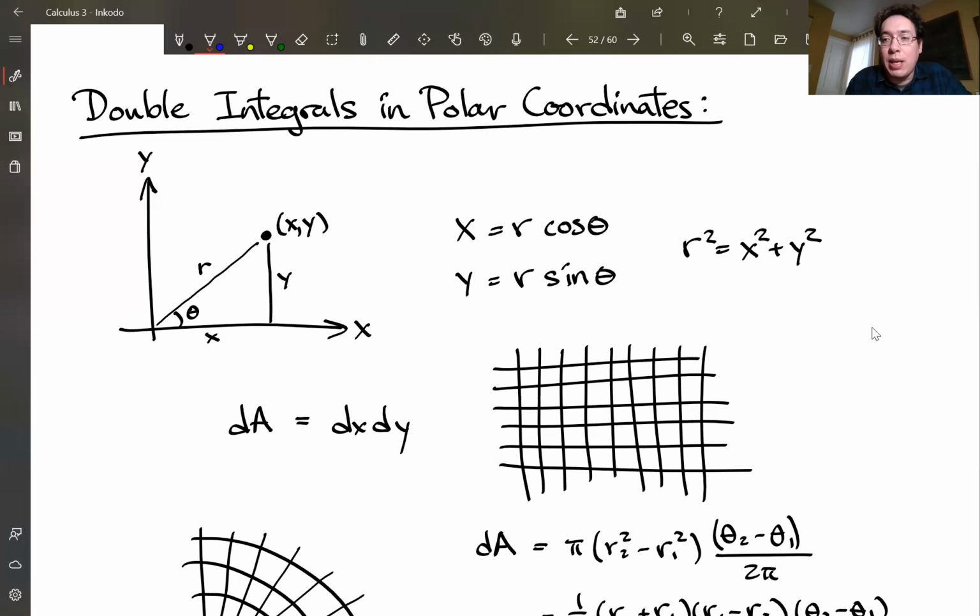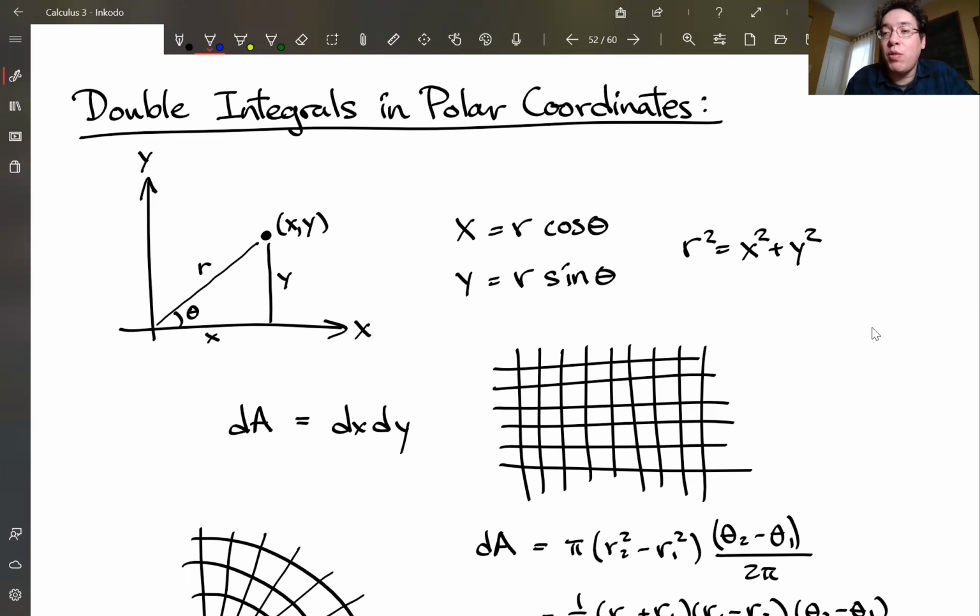Okay, so we've been doing lots of multiple integrals, and there's one more technique that I want to show you before we move on to the next topic. Okay, so the last technique that I want to show you is about doing double integrals in polar coordinates.